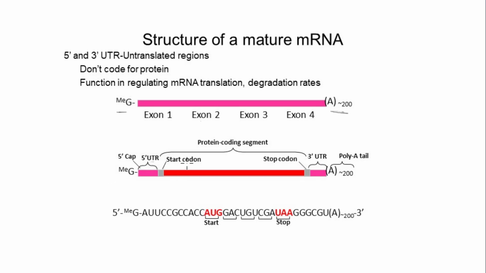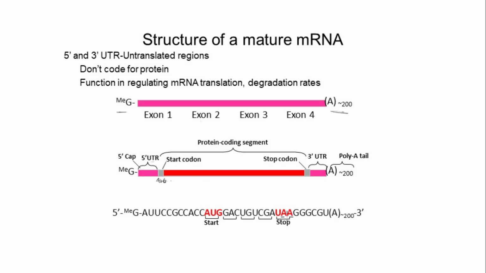The start codon AUG marks the beginning of the protein coding segment, and the stop codon signifies the end. These are the molecular signals that tell the ribosome where to begin and end the translation process. The other thing to recognize is that this will set the correct reading frame for translation. The ribosome will begin at AUG and translate the following codons in sequence from that point on.